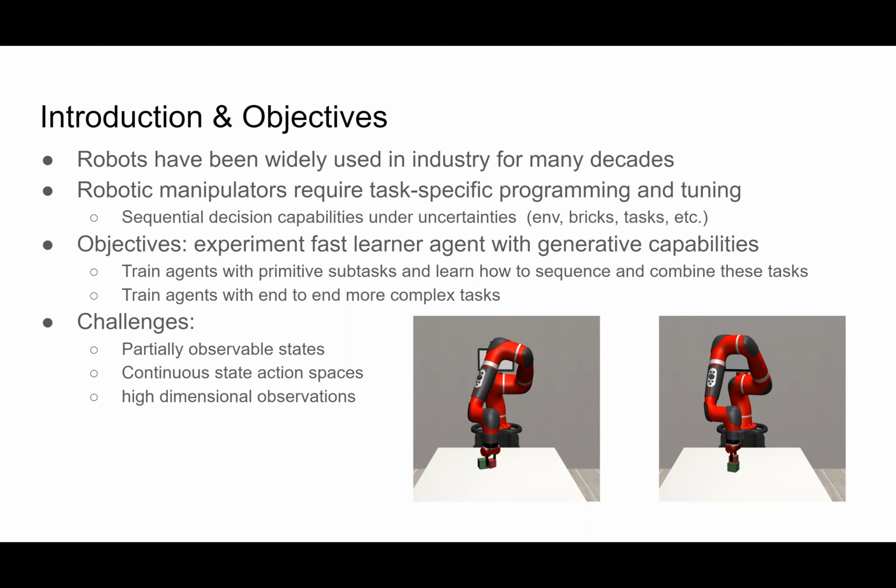In this project, we experiment with a fast learner agent with generative capability to make sequential decisions under uncertainty. The agent will learn the subtasks and also learn how to combine the capabilities for subtasks into more complex tasks. The most challenging part of this project is the very huge state action space for the 7-degree-of-freedom robot.